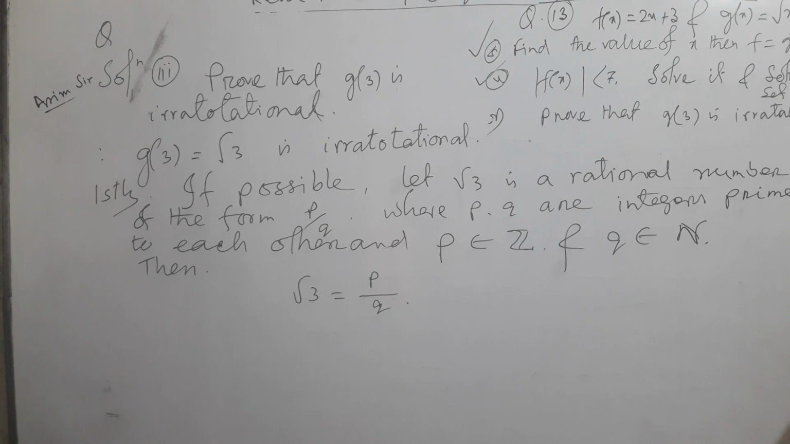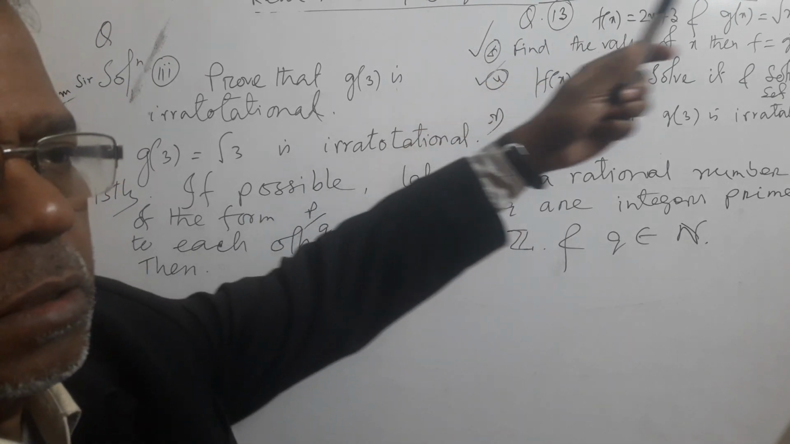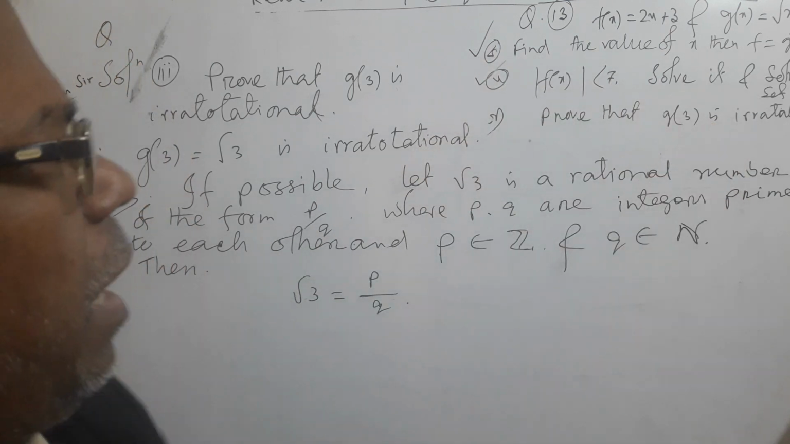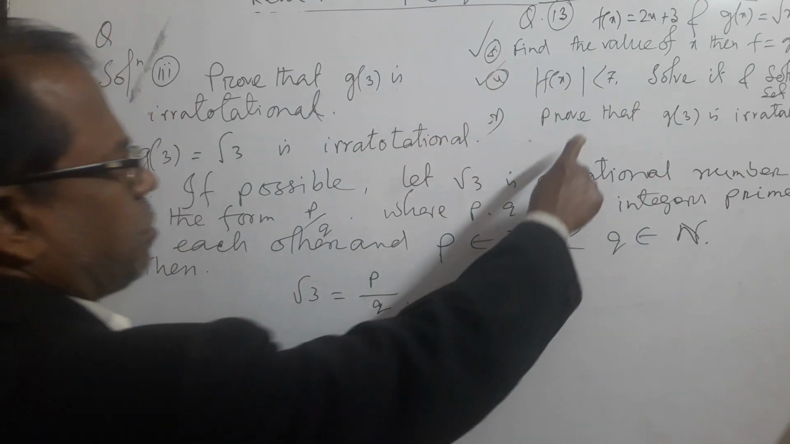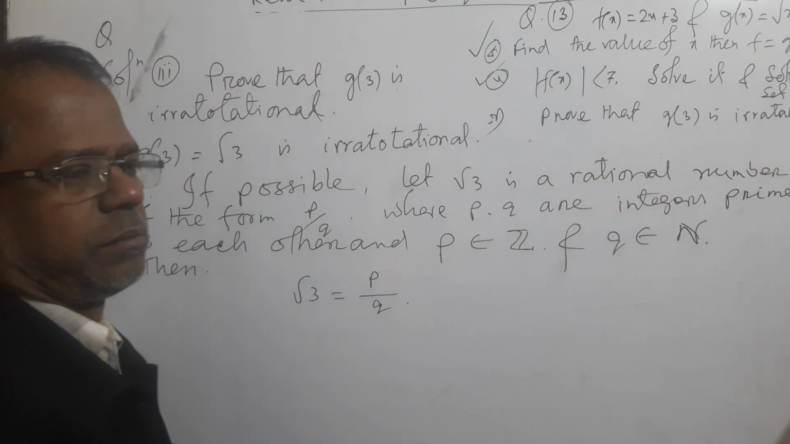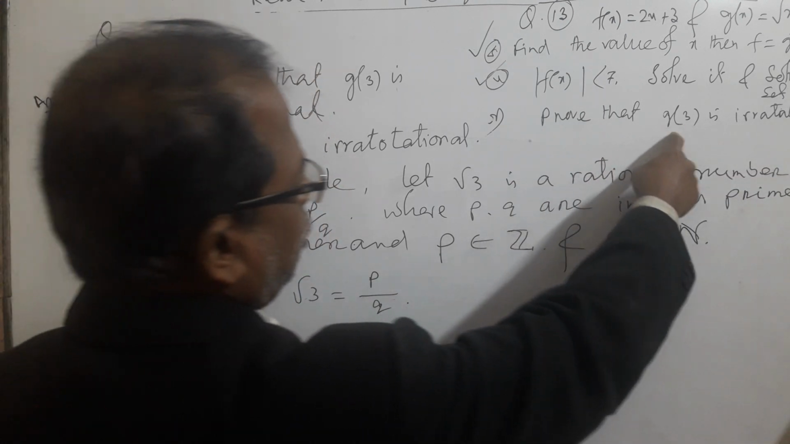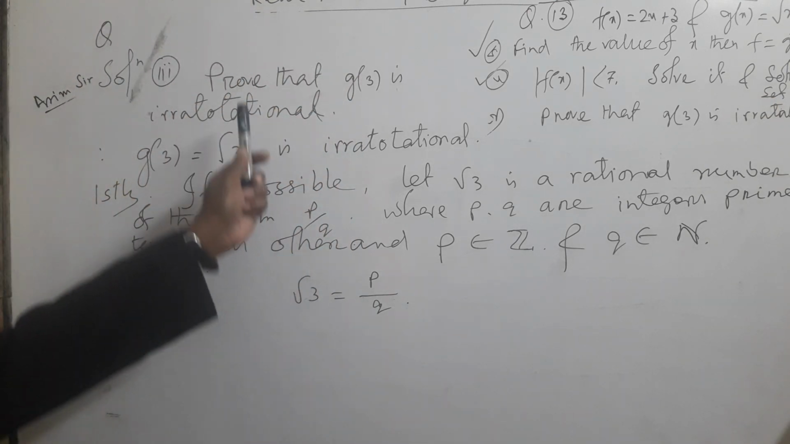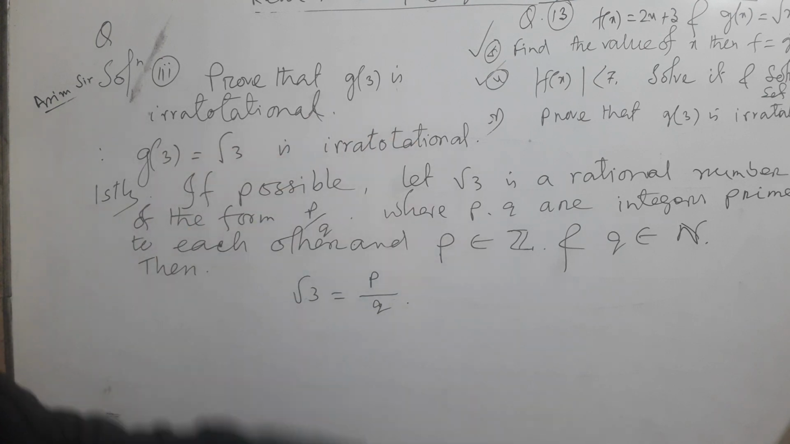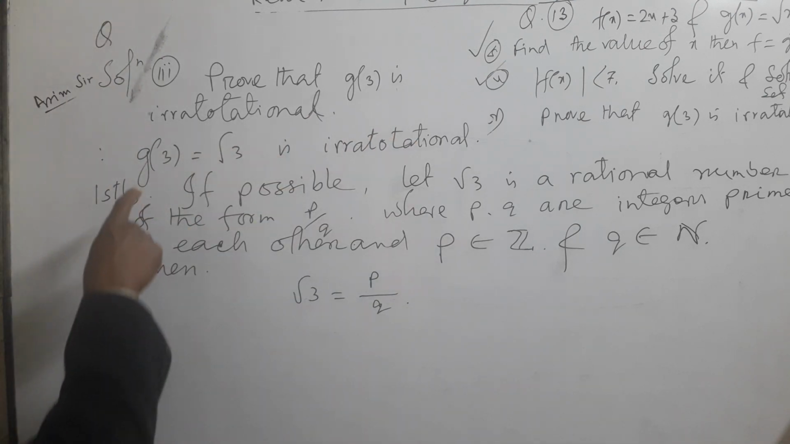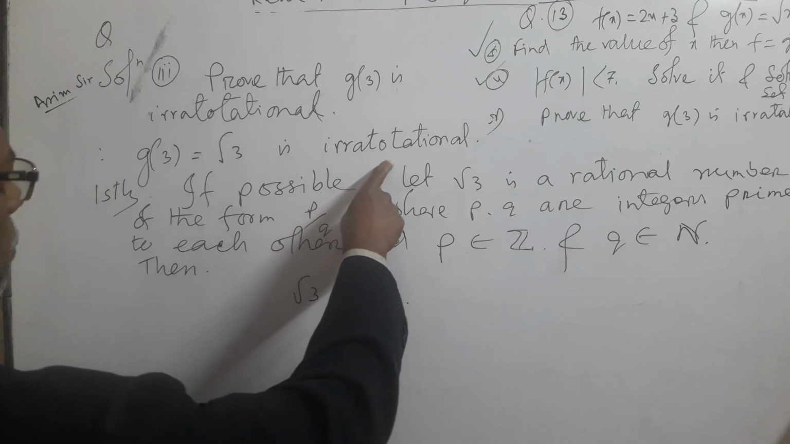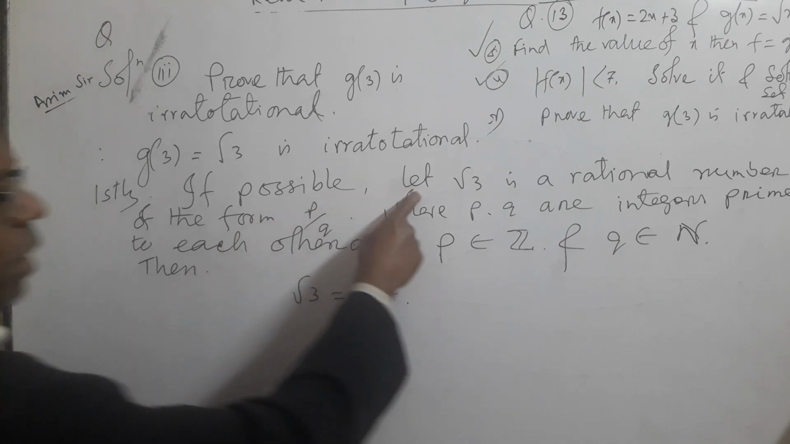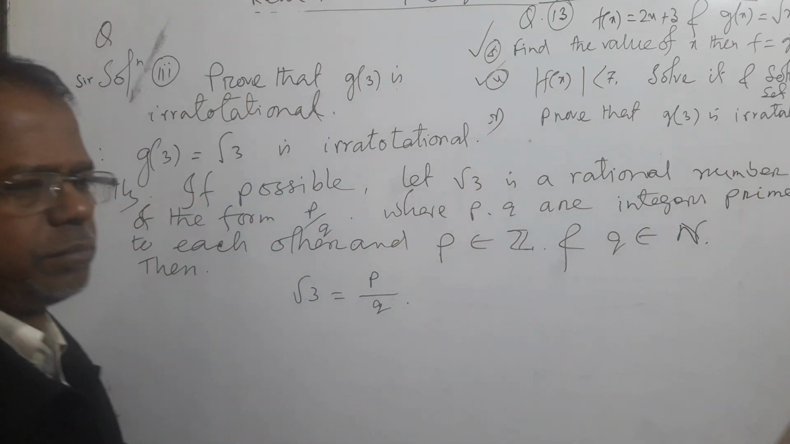So the first question was solved in the previous lecture, and thirdly, prove that root 3 is irrational. We have to show that root 3 is irrational. Firstly, if possible, let root 3 be a rational number.